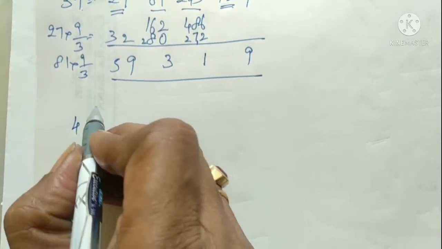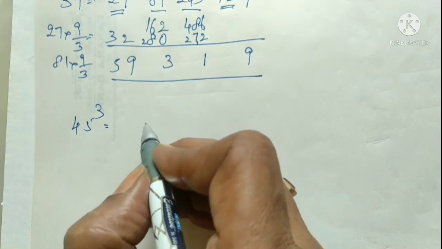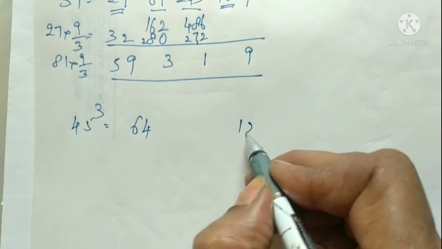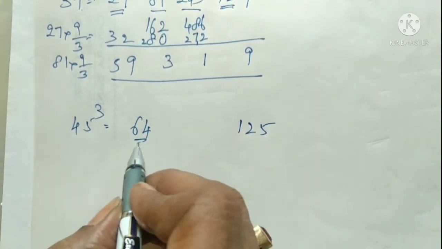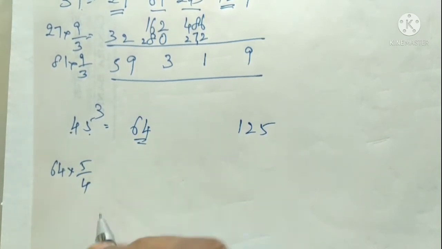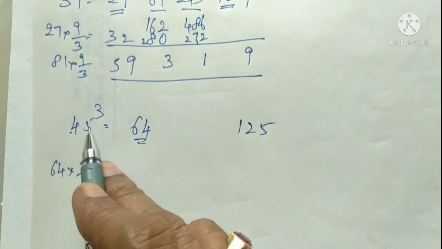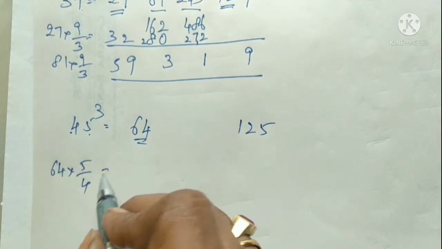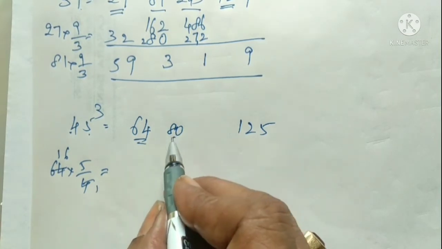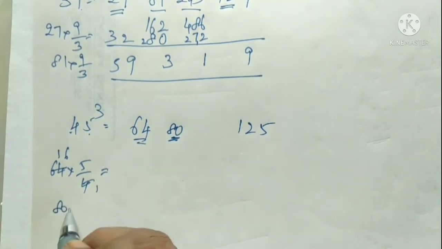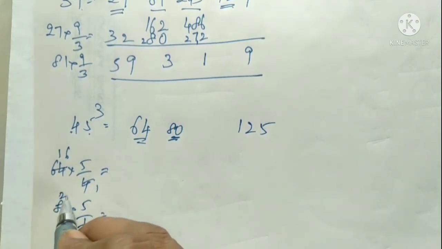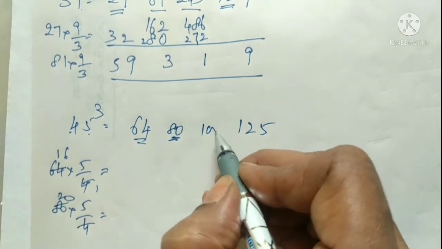45 cube. 4 cube is 64. Then 5 cube is 125. Now, this 64 is to be multiplied by 5 by 4. Okay? 64 is to be multiplied by 5 by 4. How much do you get? The number is 80. Again, this 80 is to be multiplied by 5 by 4. Now we will get 100.